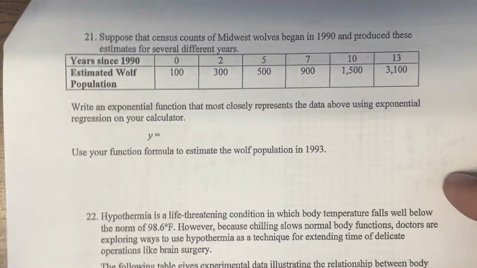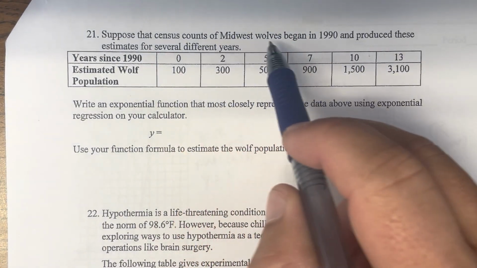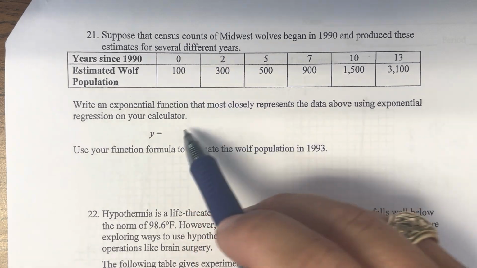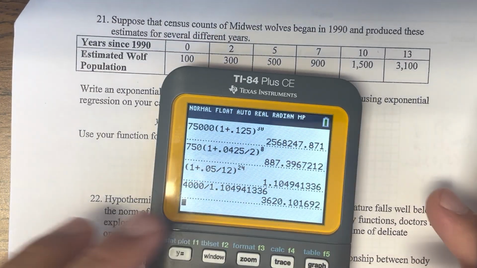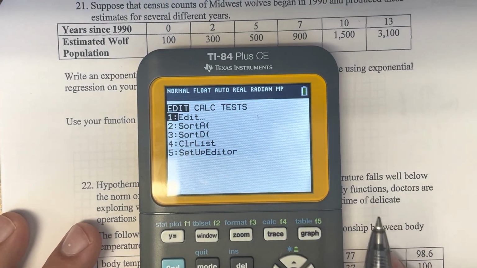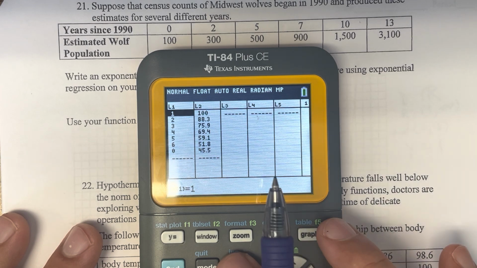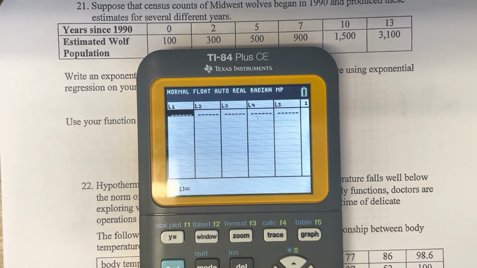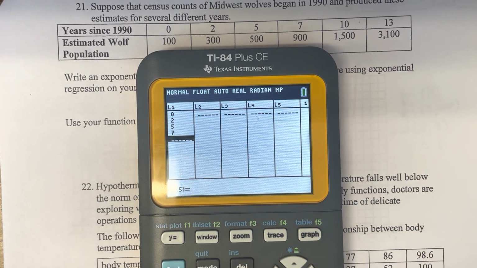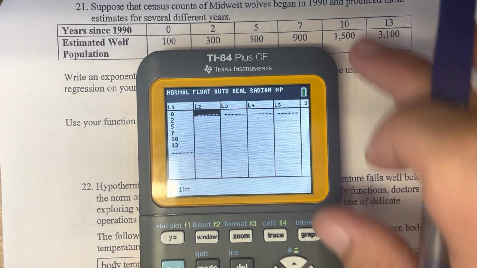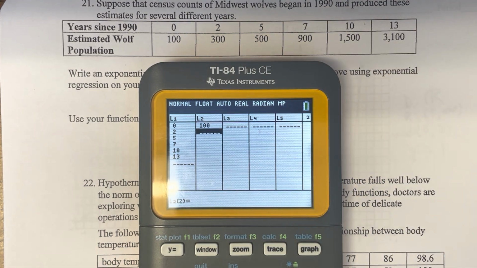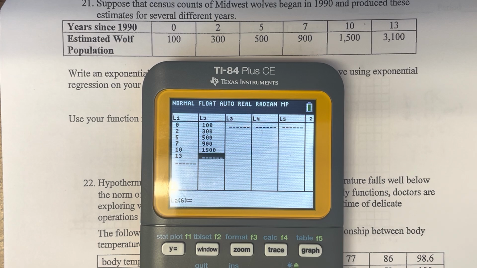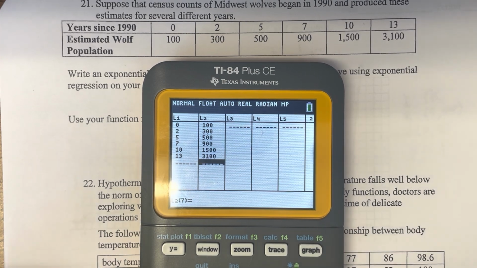All right, the exponential regression. Census counts of wolves began in 1990 and produced these estimates. And so we need to find the exponential function. So we're going to go into our calculator and we're going to press stat. We're going to click edit. And I'm going to go ahead and delete all these numbers. And we're going to have 0, 2, 5, 7, 10, 13. I'm just going to put them in just as they are. 100, 300, 500, 900, 1500. And 3100.